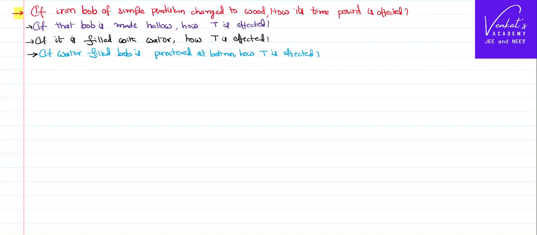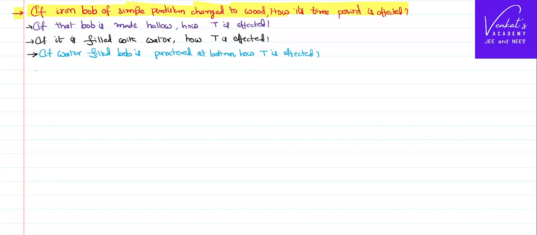We are solving a conceptual problem based on a simple pendulum. Let us see what the problem is. If the iron bob of the simple pendulum is changed to a wooden bob, how does its time period get affected? Let us try to answer that first.